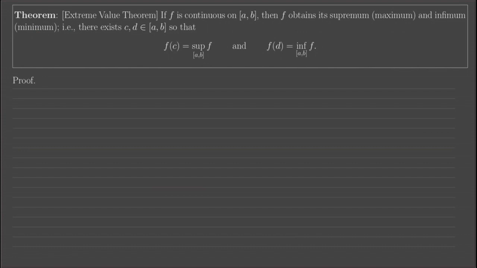So this is the extreme value theorem from calculus, that if you're looking at a continuous function over a closed interval from a to b, it actually attains its extrema values. So there is an actual maximum value of the function and an actual minimum value of the function.